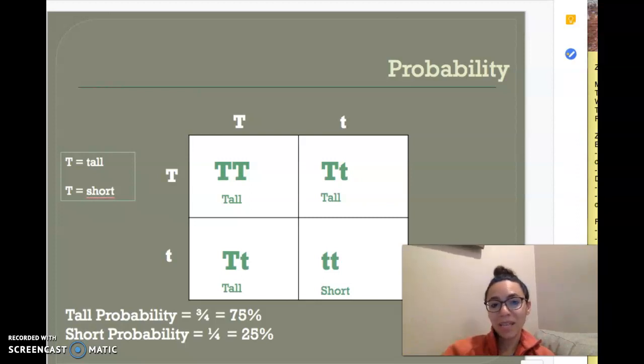Hello! So in my last video I showed you how to do a Punnett square with one single trait. Today I'm going to show you how to do Punnett squares with two traits.